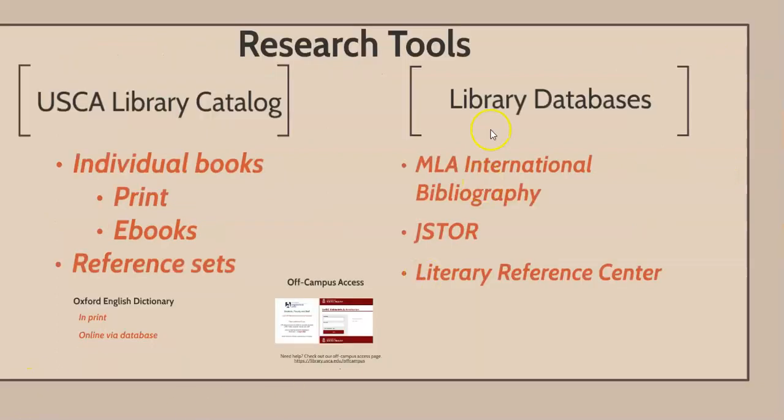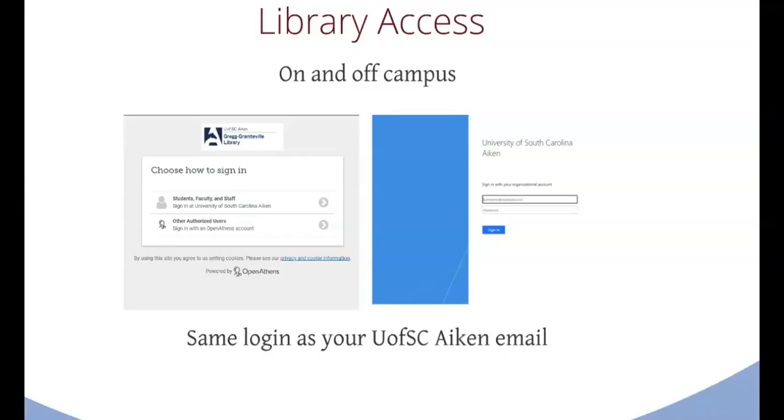The other place to look is in some of our library databases. Remember I mentioned that there are some specialized databases. The first one is MLA International Bibliography, the second is JSTOR, and the third is Literary Reference Center. These are the 3 best databases for this assignment. In a few moments, I'll be showing you how to access these as well as how to search them. In order to access these resources both on and off campus, you will need to log in.